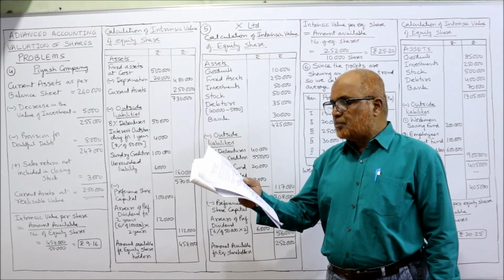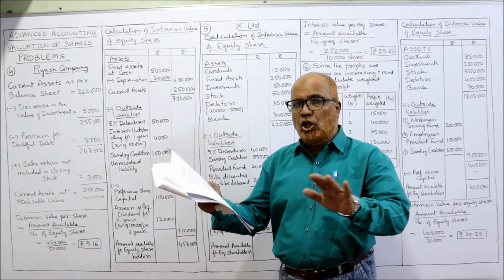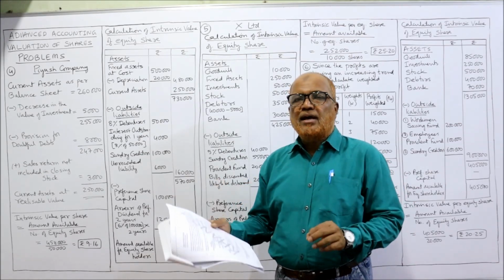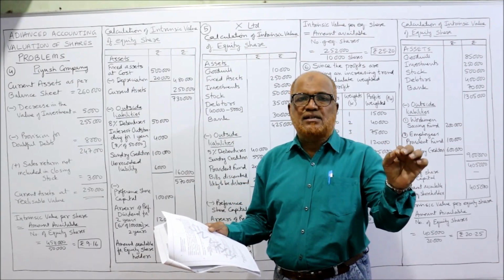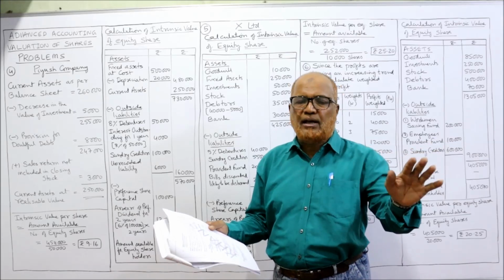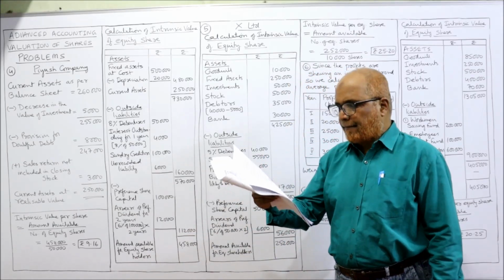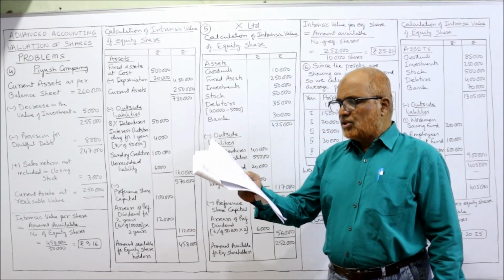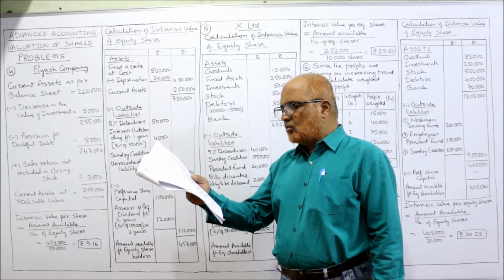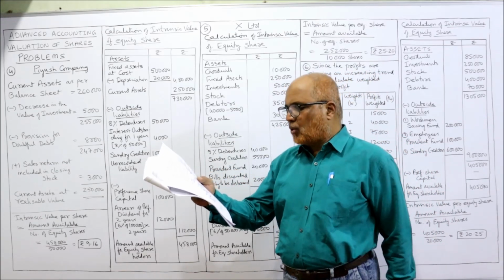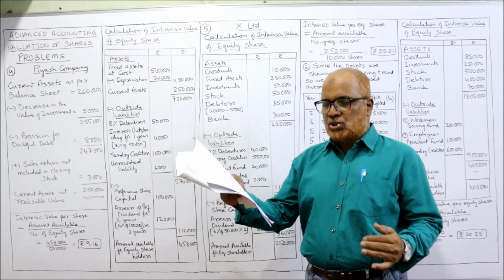Other non-current assets, preliminary expenses 8,000. Ignore. This preliminary expenses is a fictitious asset, imaginary asset, not a real asset. Remove it. Don't take. Then inventories 50,000, trade receivable 40,000, cash and cash equivalent 30,000. Total assets 4,38,000. Now notes.